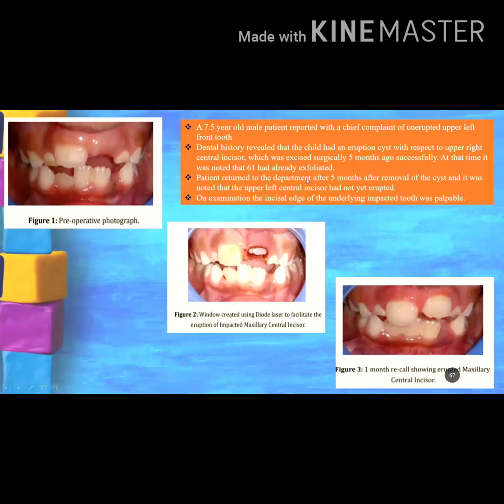In that, a 7.5-year-old male patient reported with the chief complaint of an unerupted upper front tooth, which is 2-1. On dental history, it was revealed that the child had an eruption cyst with respect to the upper right central incisor, which was excised surgically 5 months ago successfully. At the time, it was noted that the sixth one had already exfoliated. Then the patient returned to the department after 5 months.